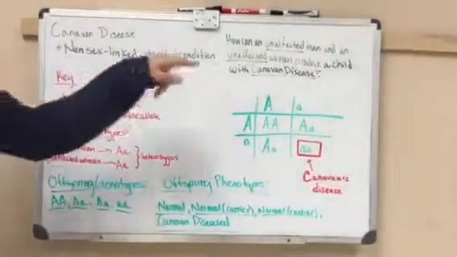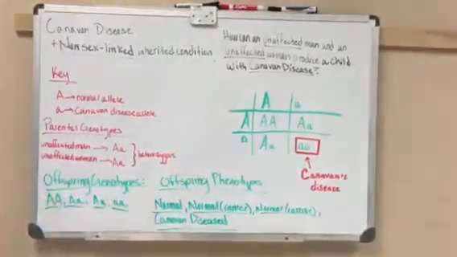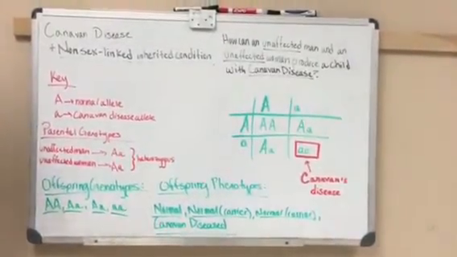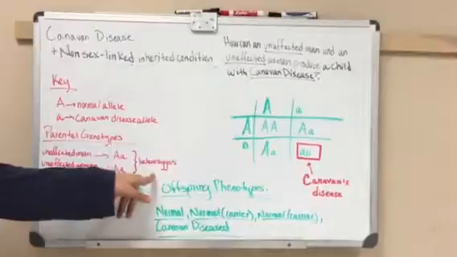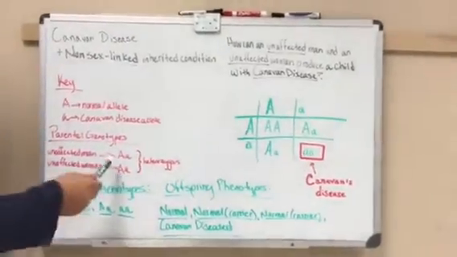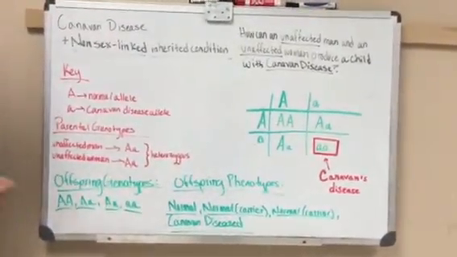Because we know that they're both unaffected, we know that they can't be homozygous recessive. So we know that they both have to be heterozygous dominant for the trait. So they're both big A and little a. So how do we find out the offspring?